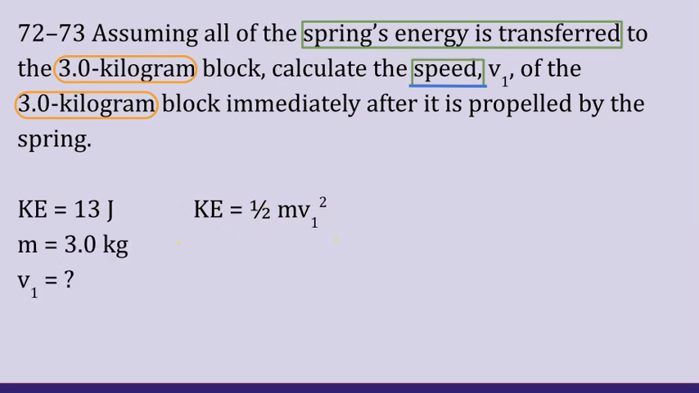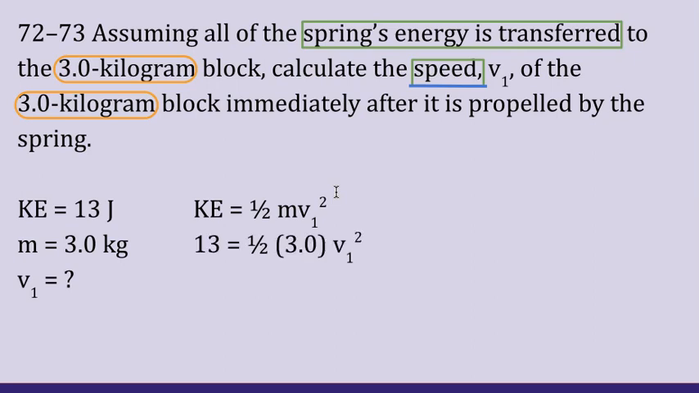They told me the mass is 3 kilograms. There are 2 blocks, but they've specifically asked me to talk about the 3 kilogram block, so that's what I'm writing down here. And I'm looking for the speed. I'm going to write v1, and so I'm going to make my formula say 1/2 m v1 squared, just because later we're going to have a different velocity, so I want to make sure I know which one I'm talking about.